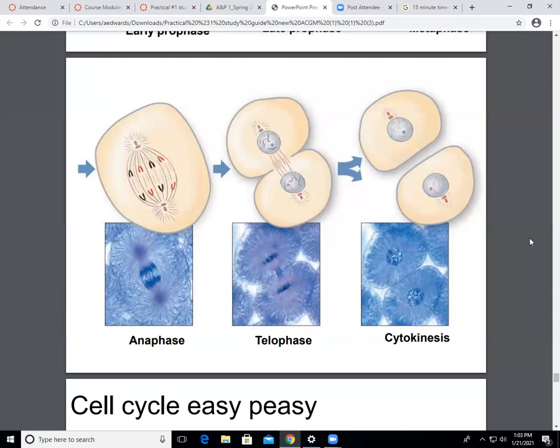Then we get to telophase. In telophase, you can start to see a little line forming of two new cells. You also can start seeing nuclear membranes reforming. You can start seeing DNA start decondensing, start spreading back out. And that's what you see in telophase.